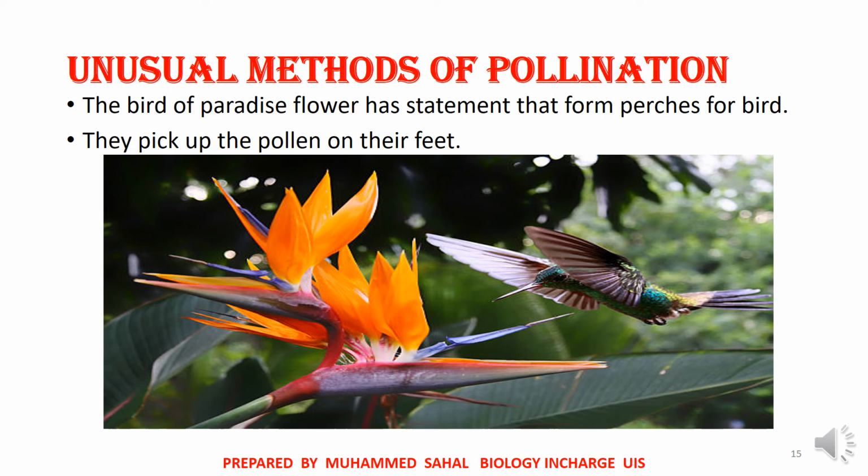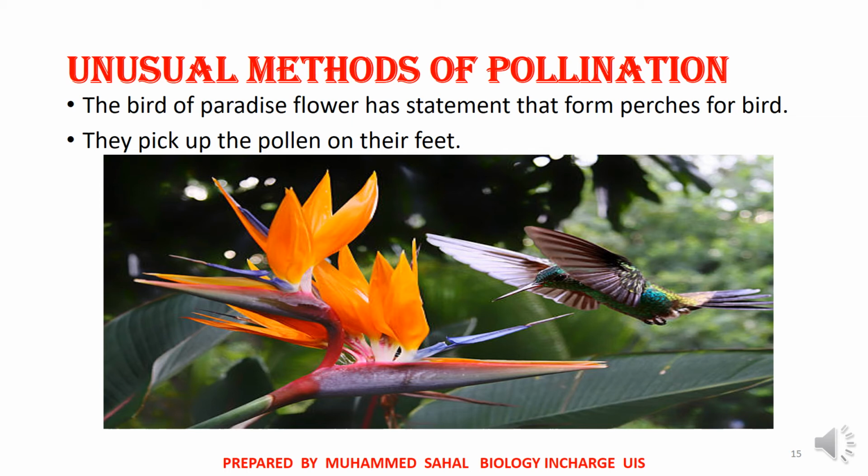Unusual methods of pollination. Look at the diagram. Most plants either have flowers that are pollinated by insects during the day or have wind pollinated flowers. But there are some unusual methods of pollination found in many parts of the world.